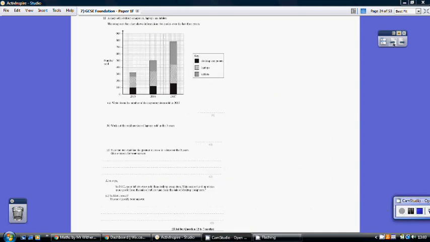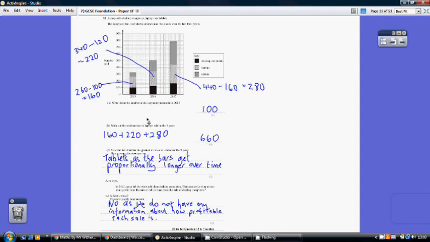Question 12. So for part A, write down the number of desktop computers sold in 2015. Well, here's 2015, and desktop computers are in black. So just reading that off, we can see we've got a height of 100. Now part B, work out the total number of laptops sold in the 3 years. Well, the laptops are the dotted shading, so it's the middle part. So we've got to add up each of these 3 areas.